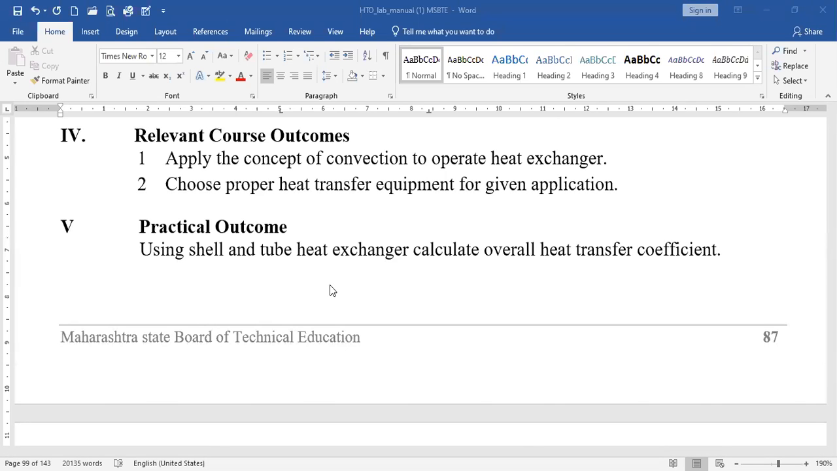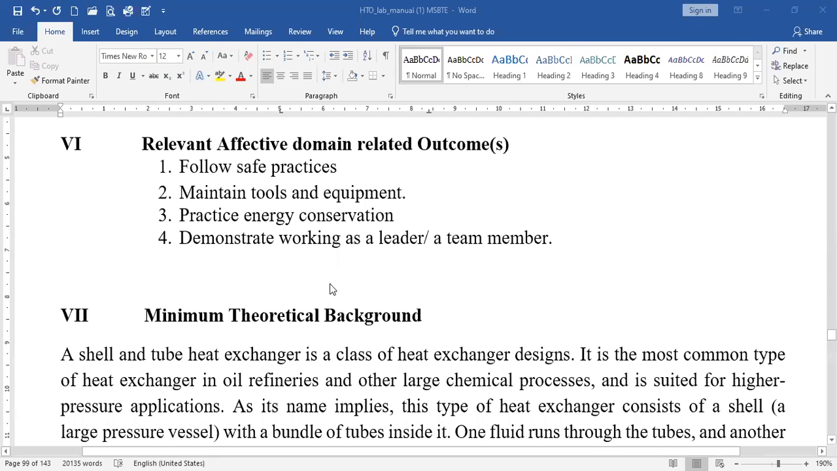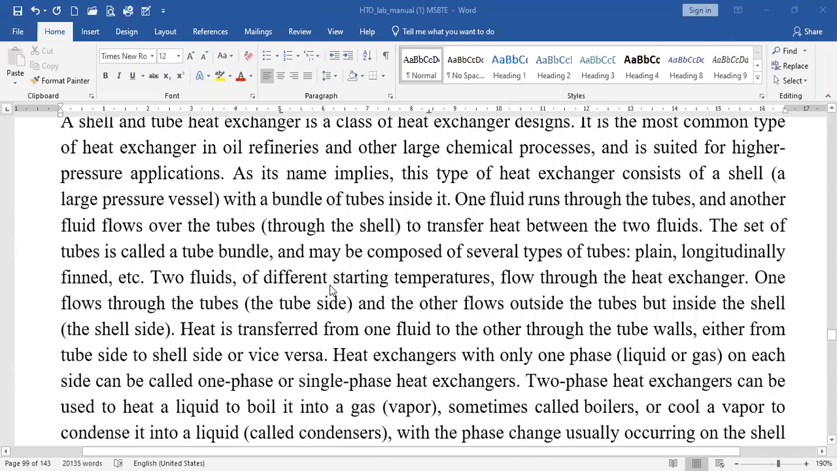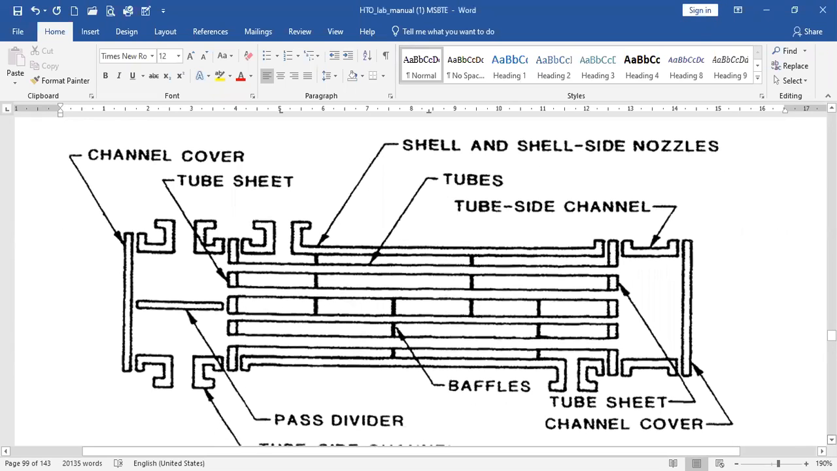The relevant affective domain outcome is to follow safe practices, maintain tools and equipment, practice energy conservation, and demonstrate working as a leader or a team member. The minimum theoretical background for this shell and tube heat exchanger is, from this diagram you can understand what exactly the shell and tube heat exchanger is.